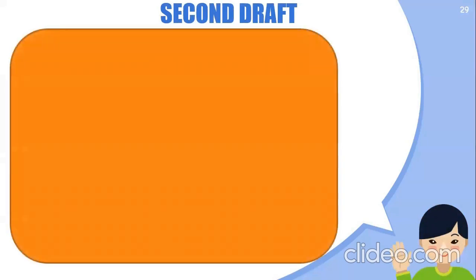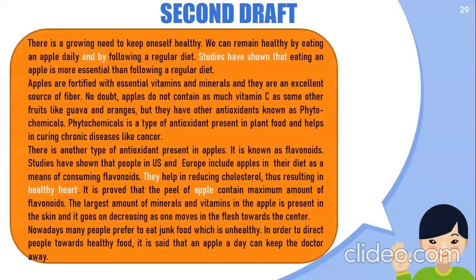So now let us move on to the second draft. In the second draft, I will try and correct my draft, sentence-wise, and I'll also keep in mind the cohesive devices while correcting the draft. So here I have the first sentence. There is a growing need to keep oneself healthy. This sentence is absolutely perfect. There is no problem with the sentence. We can now move on to the next sentence.